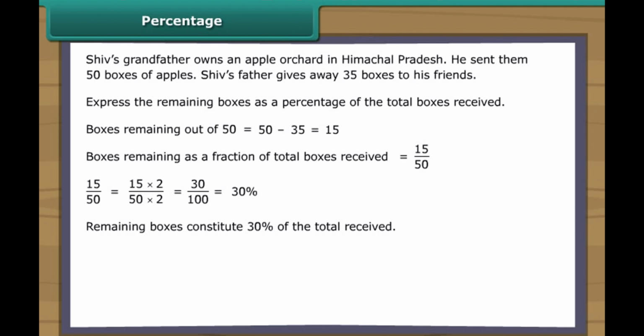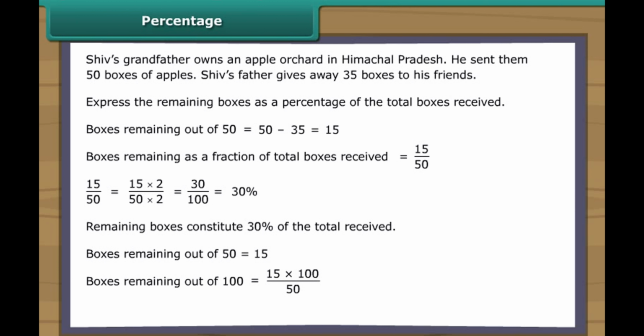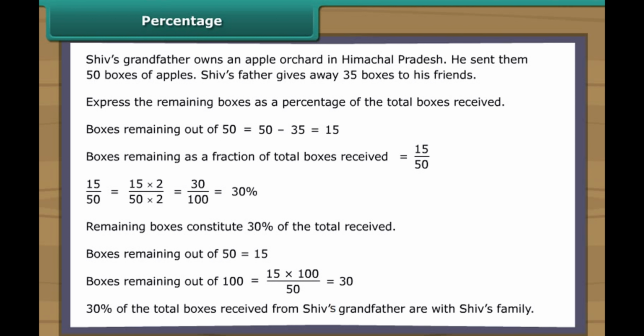Let us attempt the same question with the help of the unitary method. Boxes remaining out of 50 is equal to 15. Boxes remaining out of 100 is equal to 15 upon 50 into 100, which equals 30. Therefore, 30% of the total boxes received from Shiv's grandfather are with Shiv's family. Both the methods yield the same answer.